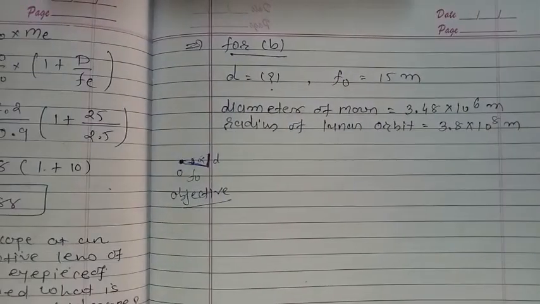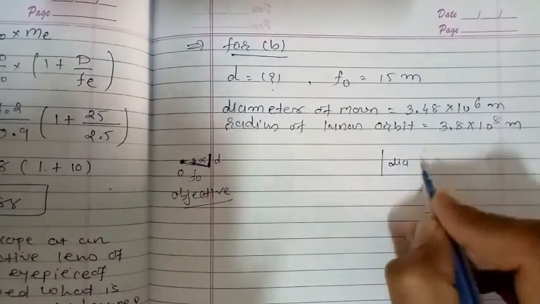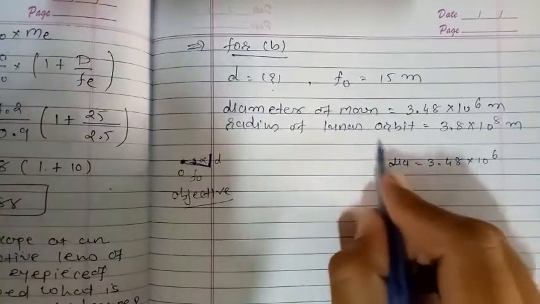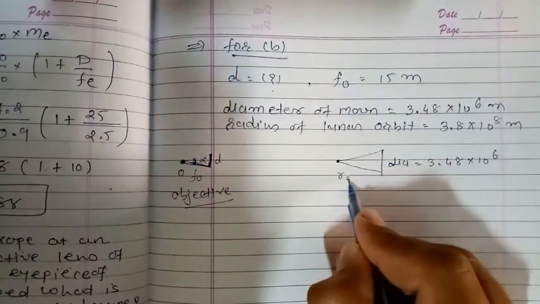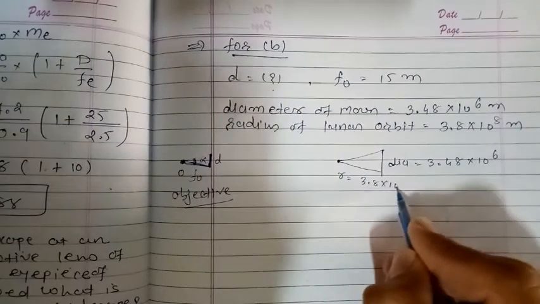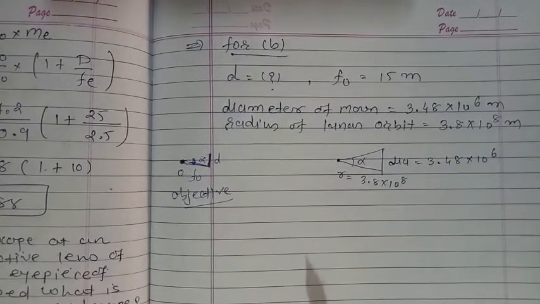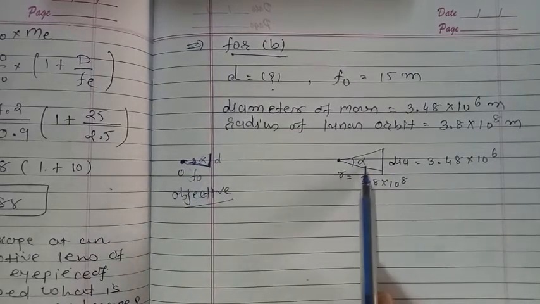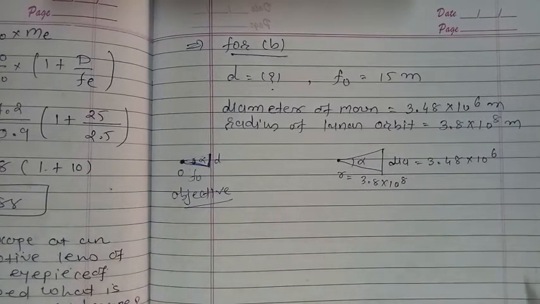You remember, you studied in standard 11 the topic of plane angle. Here this is the diameter of the moon, given as 3.48 into 10 raised to 6, and here this is the radius, 3.8 into 10 raised to 8. So here for plane angle we assume alpha. In both cases alpha is the same, so we can compare that alpha is equal to d by FO, and alpha is equal to the diameter of the moon upon the radius of the lunar orbit.